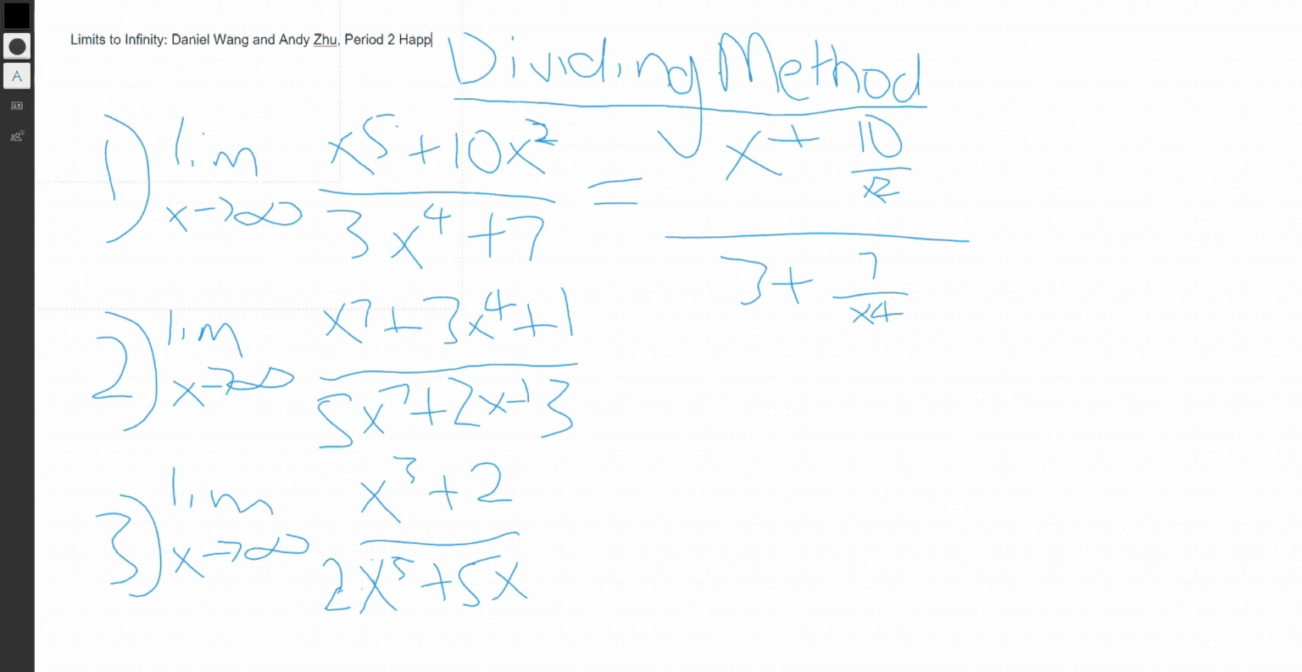Now, 10 over x squared as x approaches infinity just approaches 0. And the same thing for 7 over x to the fourth. So this is just x over 3. And as x approaches infinity, this is just going to approach infinity.